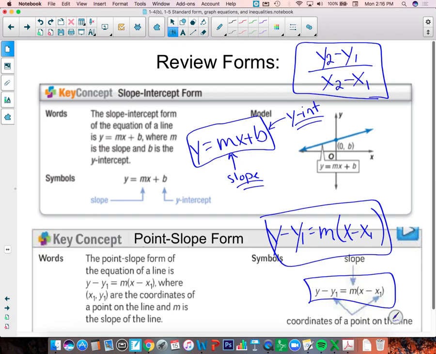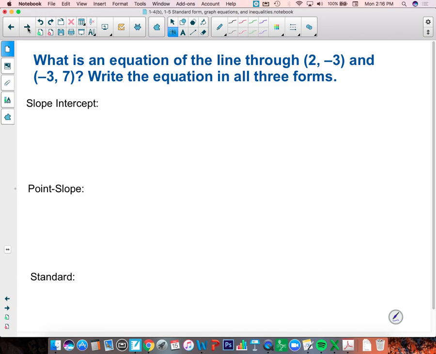So we are going to use these forms to do the following. We want to write an equation of a line going through (2, -3) and (-3, 7). We're going to write the equation in all three forms. So we have slope-intercept, point slope, and standard form. Okay? So please pause the video and let kids work through this, see if they can get it in all three forms.